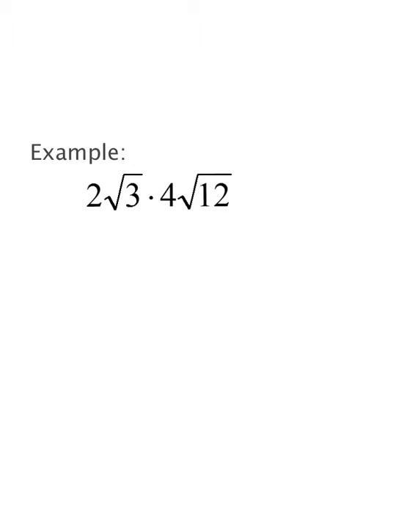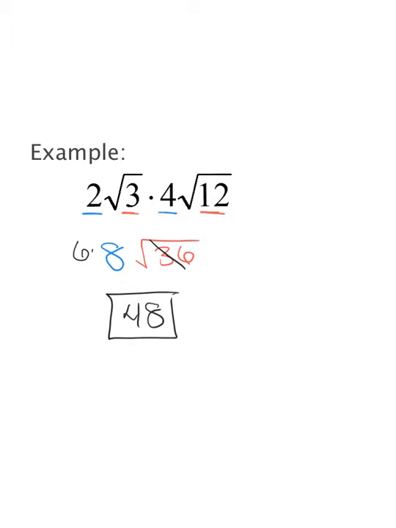So if we look at the first example, it says 2 radical 3 times 4 radical 12. First thing we're going to do is multiply. 2 times 4 is 8. 3 times 12 is 36. Now we're going to see if we can simplify it. When I see radical 36, I think, oh, that's a perfect square. It's 6. 8 times 6 is 48. And that's your answer.